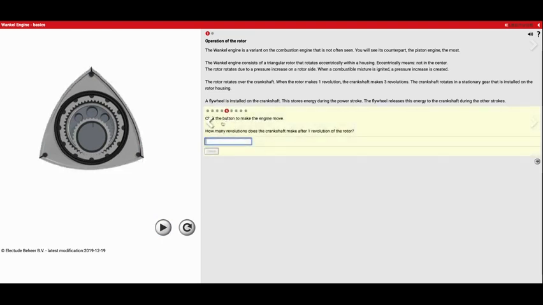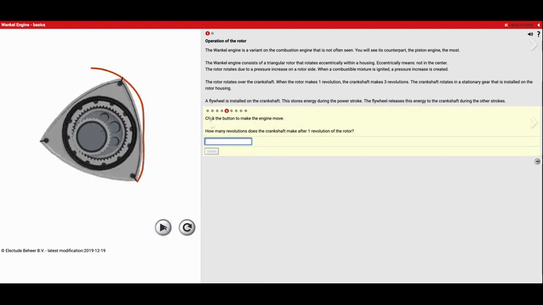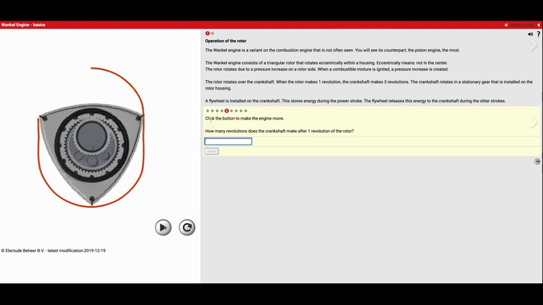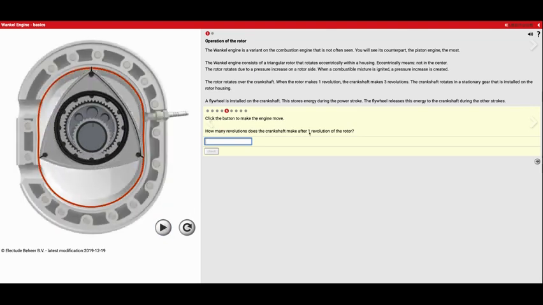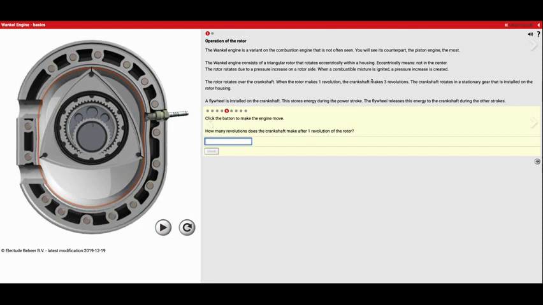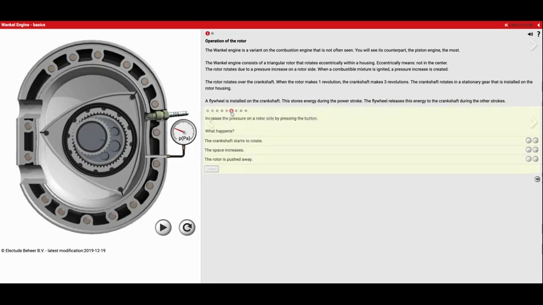Now it asks, click the button to make the engine move. And it wants to know how many revolutions does the crankshaft make after 1 revolution of the rotor. And as it says right here, 1 revolution causes the crankshaft to make 3 revolutions. So we're going to type 3 and go to the next one.